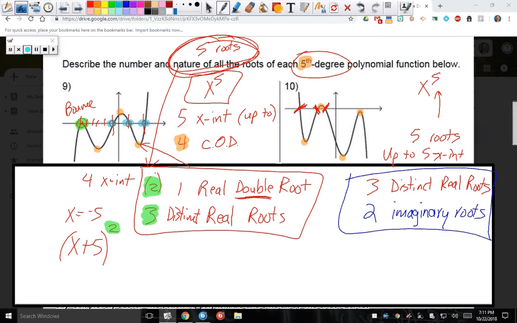Okay, so just a little recap. If it has x to the power of 5, we know that there should be 5 roots, and you see there are 3 distinct, and then there are 2 imaginary roots. And still with those 4 changes of direction, that satisfies everything. Alright.